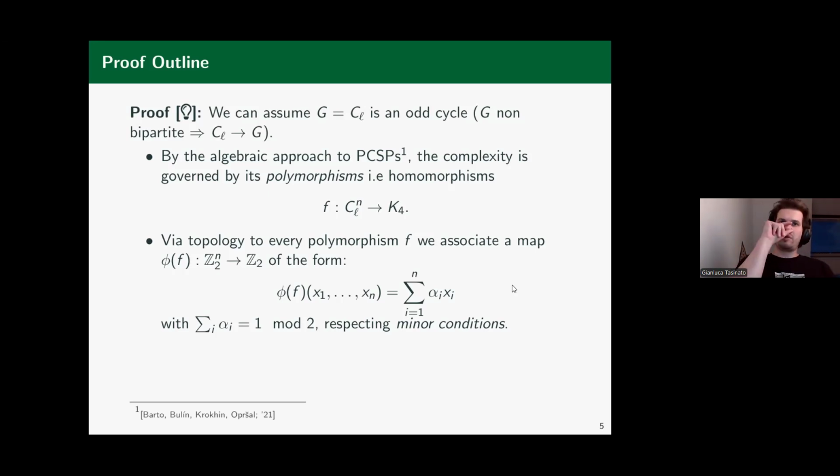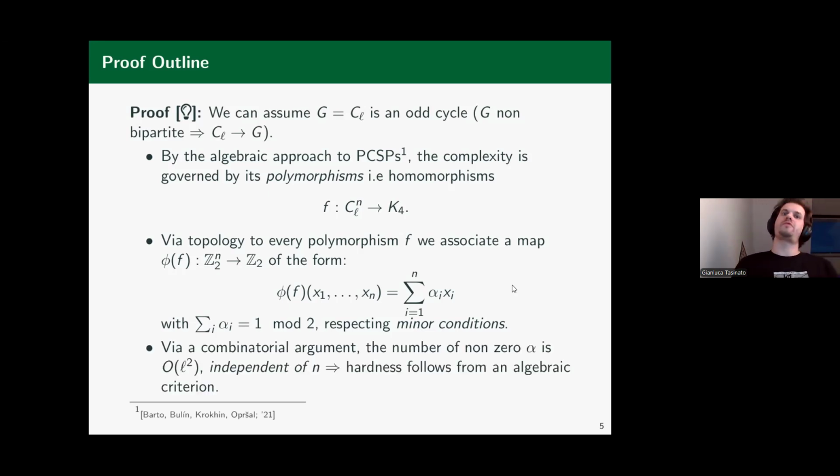So via topology, we can associate to every polymorphism a linear map from Z^n to Z, with a non-degeneracy condition, that is this odd condition that the sum of the coefficients is 1 mod 2, and that respects the minor condition. So you preserve taking minors. We'll discuss this once again a bit more in detail later. But this is not enough to get hardness.